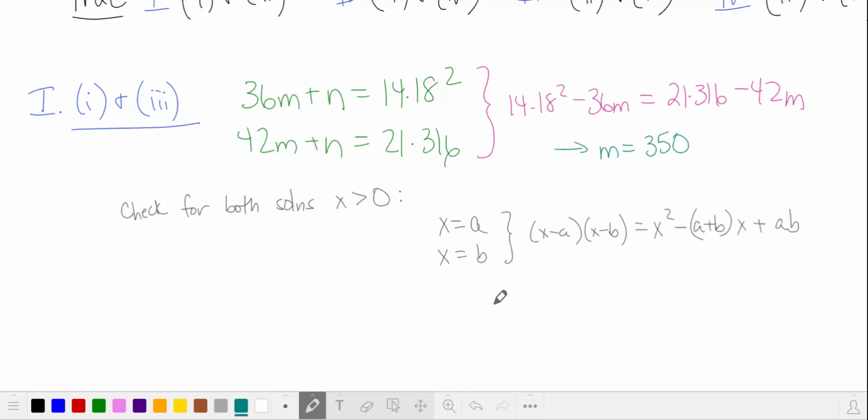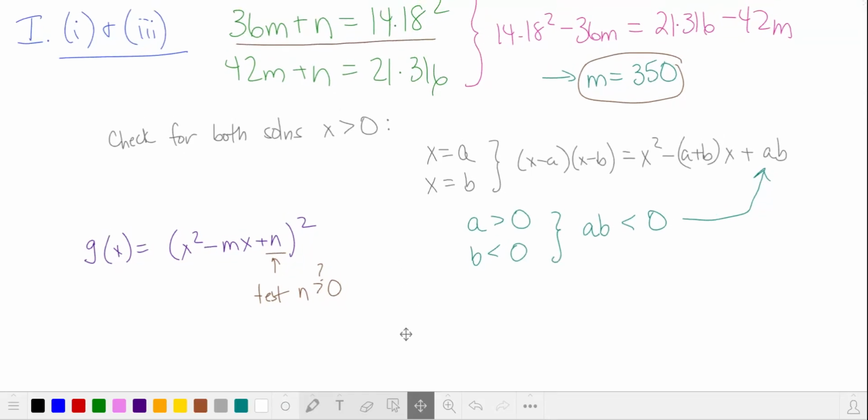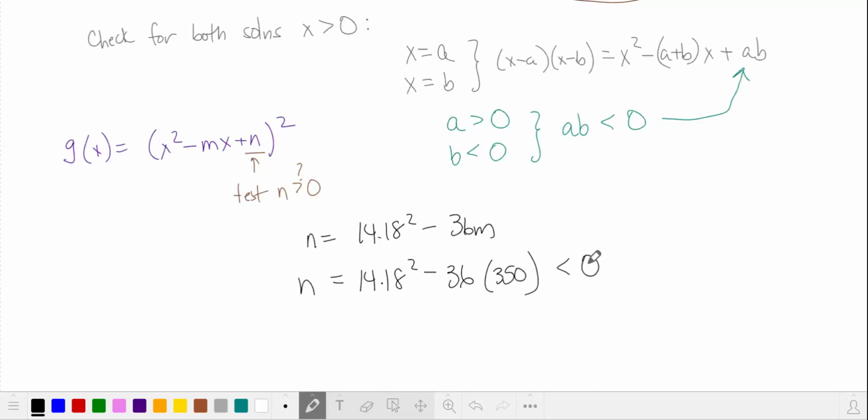We can test to see which of these are positive or negative. If one of them is negative, then their product is negative, which is the constant term of this quadratic. Recall that g of x is the square of this quadratic. So we want to test whether n is positive. So we'll take our value of m here and plug it back into this equation and solve for n. Here n ends up being negative, which means one of our solutions for x is negative. So this is invalid and we have to exclude this.